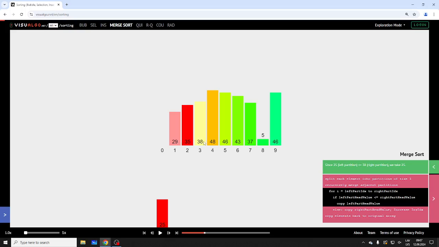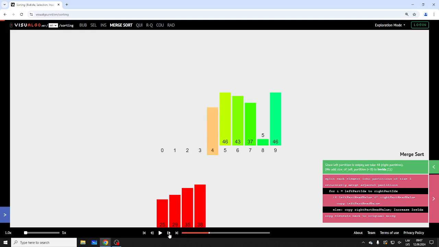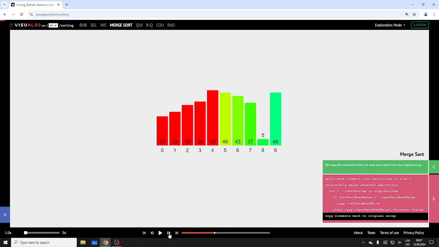The pointers are here and here, so we'll take this one, 29. And in this case it turns out the first three are from the left side, but of course it could also be from the right side. So this is kind of an extreme case when it's basically already sorted. The algorithm didn't have to do much extra work. So now the red side is sorted. These green shades are not sorted.